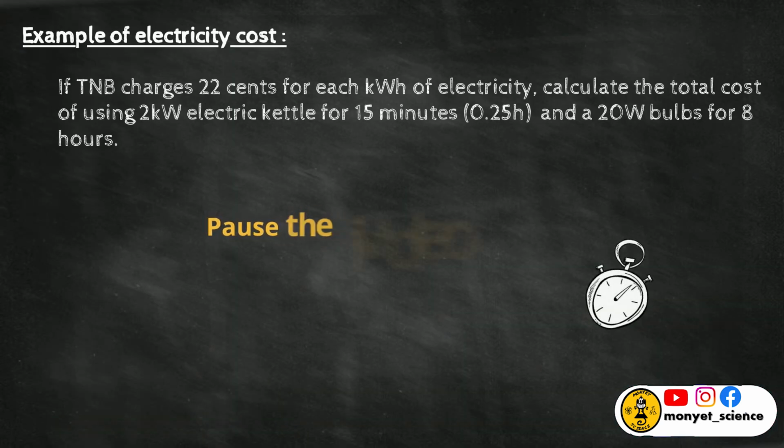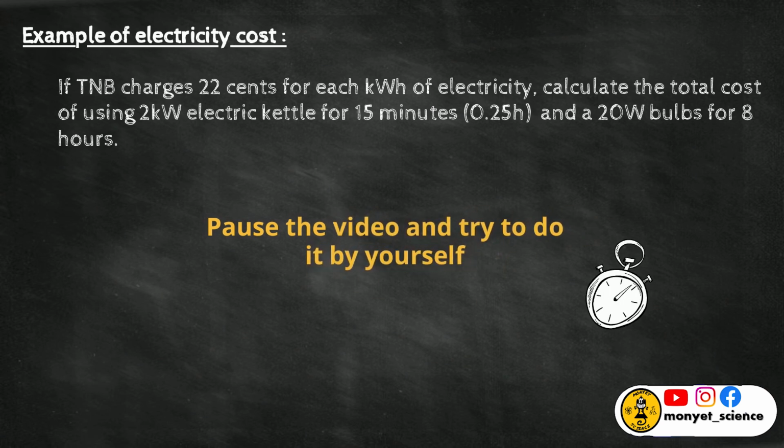Let's look at an example of electricity cost. If TNB charges 22 cents for each kilowatt hour of electricity, calculate the total cost of using a 2 kilowatt electric kettle for 15 minutes and a 20-watt bulb for 8 hours. Please pause the video to try this yourself.